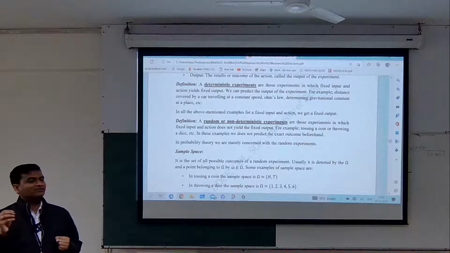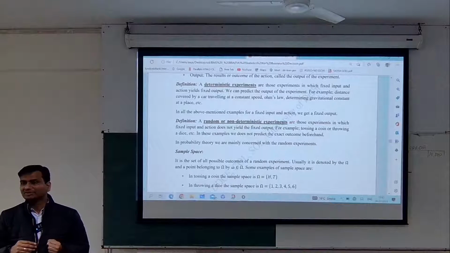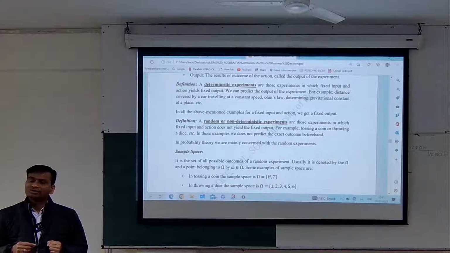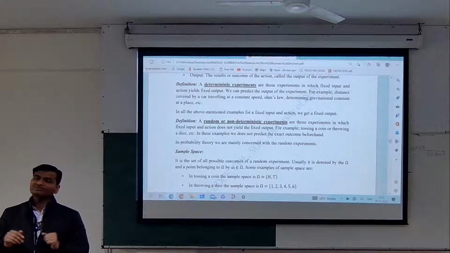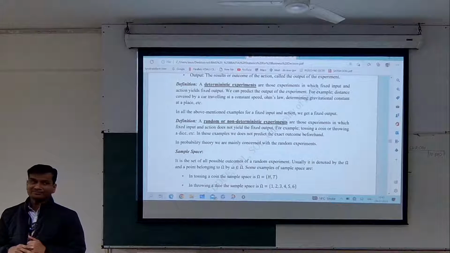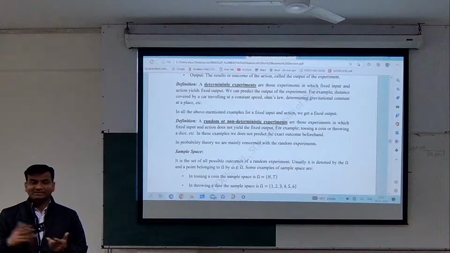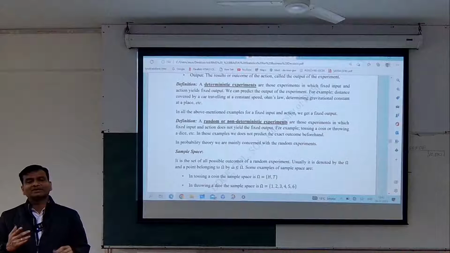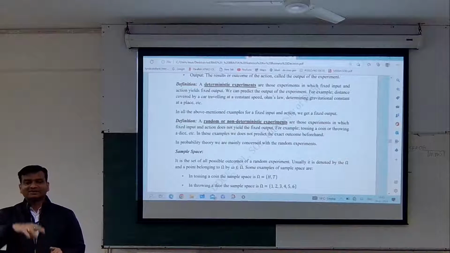If you toss 10 coins, how many outcomes are possible? 2 raised to power 10. So this many outcomes are possible, 2 raised to power 10. If you toss 10 coins simultaneously, there can be many outcomes. But suppose now, what is the random variable? I can make any event my random variable.